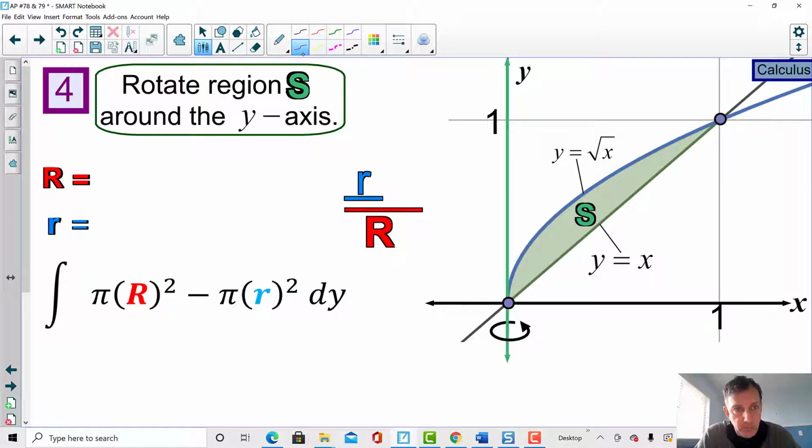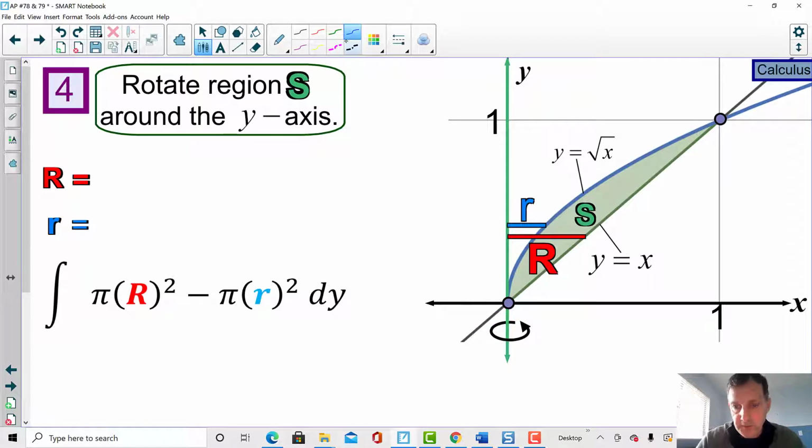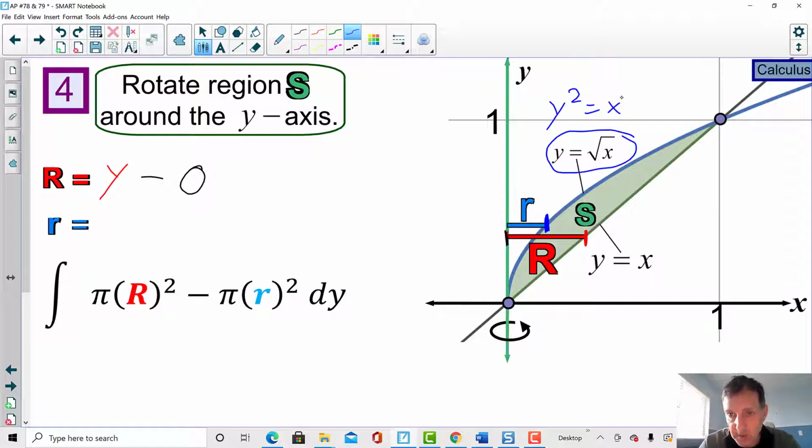For example number 4, we're going to rotate region S around the y-axis. So you can see we have this little symbol down here that shows that we are rotating it around the y-axis. If we do that, you can see our little radius is going to be this one here, and our big radius is going to be the red one over here. In order to get the big R, we're going to have to do right minus left. The right is going to be x equals y, and the left is just going to be 0. In order to get the blue radius, I need to do right minus left, but the right one is not solved for x. So if I square both sides, I'm going to get that x is equal to y squared.